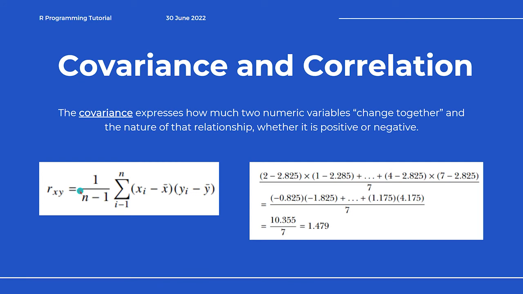When you get a positive result for Rxy, which is the covariance, it shows a positive linear relationship. So it means that as x increases, y increases. When you get a negative result, it shows a negative linear relationship. So it means that as x increases, y decreases, or vice versa. When the covariance is equal to 0, it indicates that there is no linear relationship. As you can see in the image on the right, we compute the covariance.